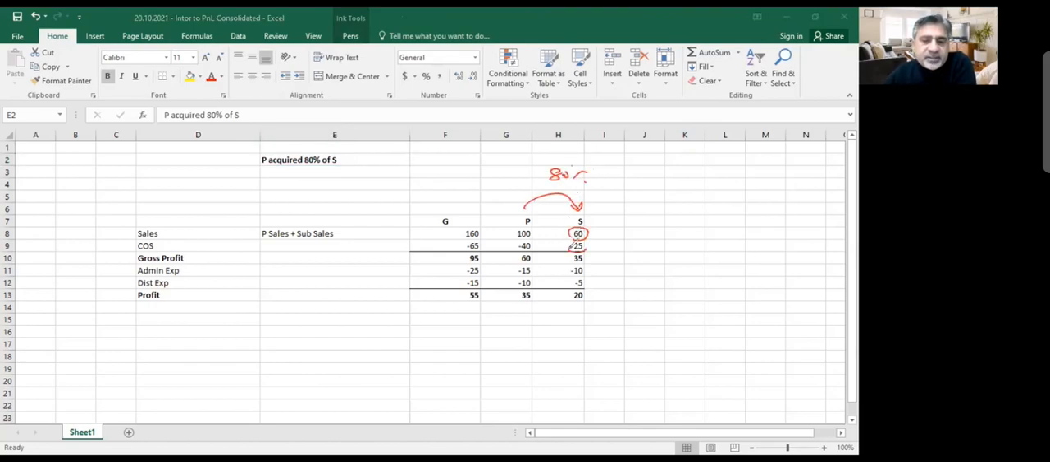Should you take 80% of all these numbers, like 80% of 60? Because what we are doing here is taking the entire 60, whereas we know that the parent only owns 80%. So can I take 80% of 60, which means 48, and 80% of 25, which is 20?